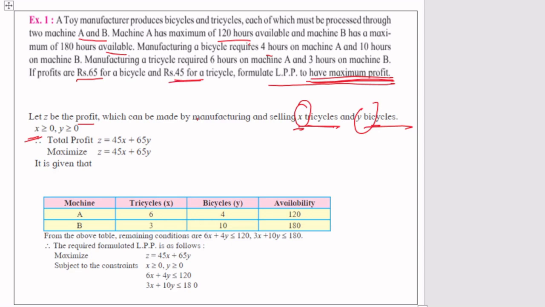So for total profit maximization, how much profit per tricycle have they given? 45. So 45x. For a bicycle, how much? 65. So 65y. So the total profit is 45x plus 65y. This should be the profit. And when I say maximize, the total profit should be like this, right? While solving this equation, we will study in detail how to maximize or minimize, but for now this is just to frame the equation. Okay, students, I hope you are understanding the concept.